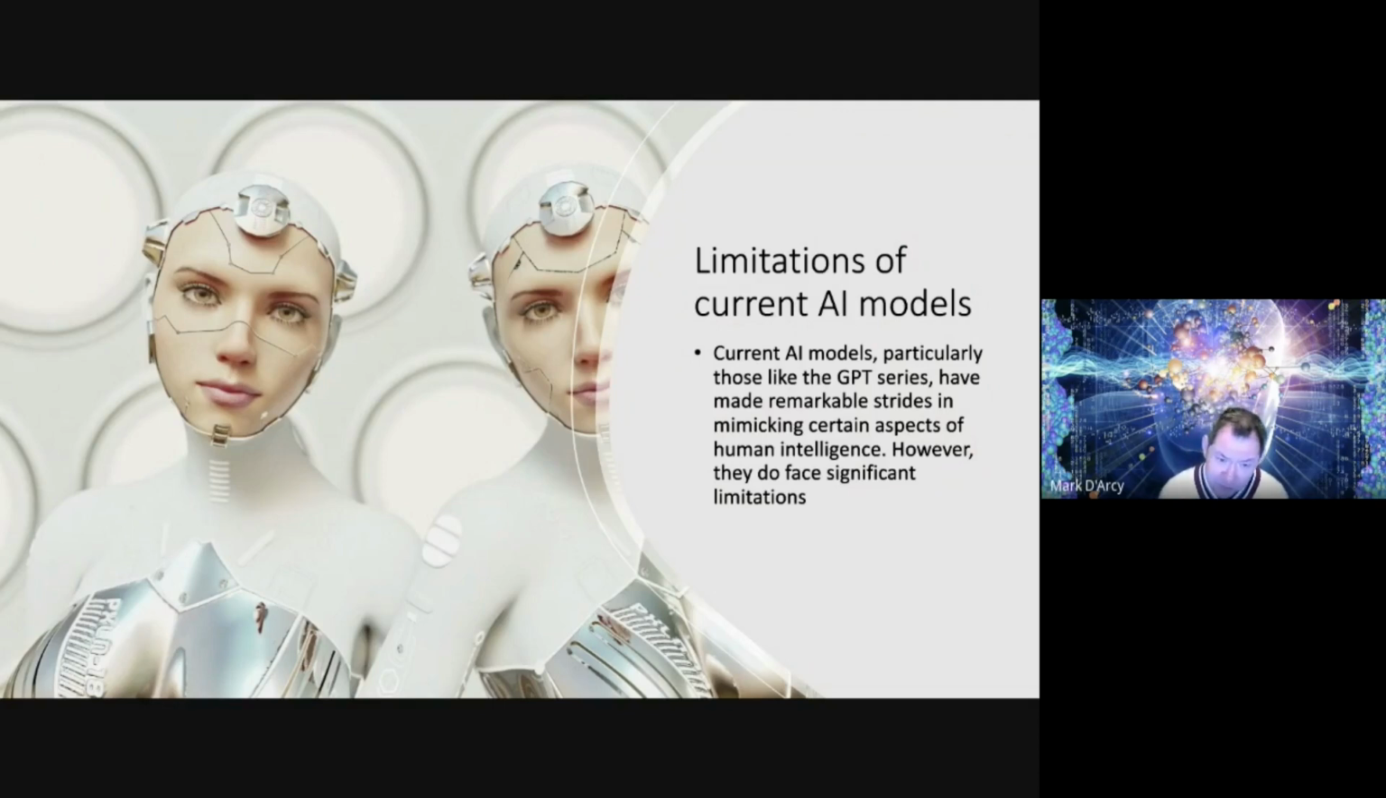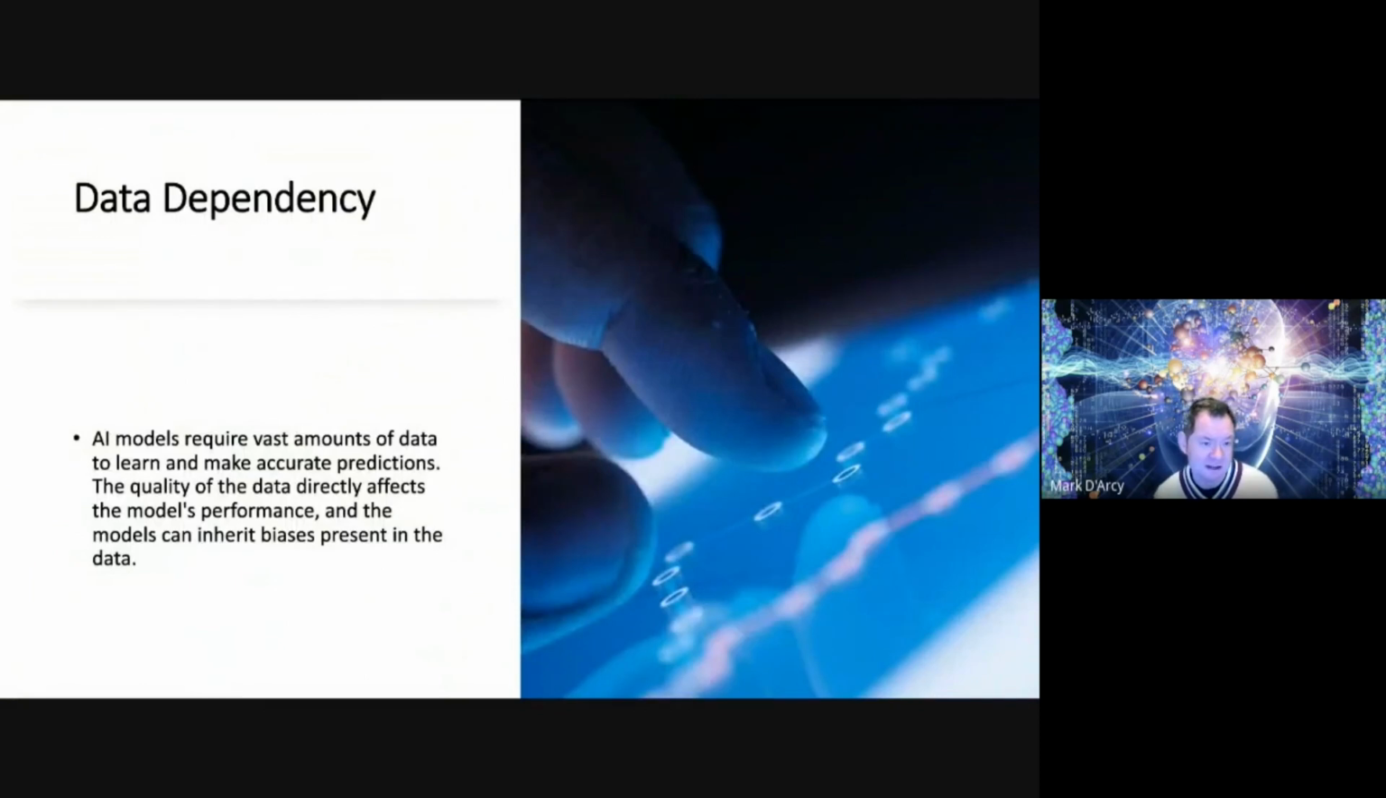They pretty much always sound accurate, although actually GPT can hallucinate sometimes and just give you information that looks accurate but really isn't. There are many limitations of current AI models. The current AI models, particularly those like the GPT series, have made remarkable strides in mimicking certain aspects of human intelligence. However, they do face significant limitations.